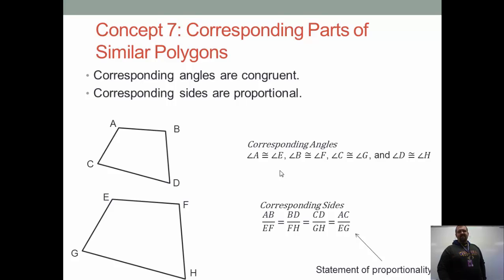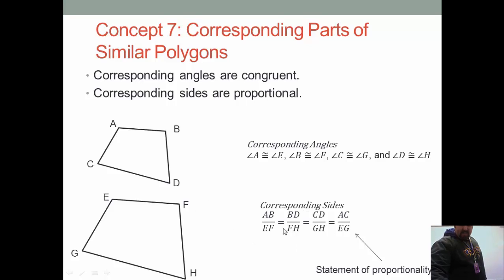Now, length of segment AB and length of segment EF, definitely not the same size. It's wrong to say they're the same size. However, if I take the ratio of length of segment AB to length of segment EF, it's going to be the same as the ratio of BD to FH. As it will be the same ratio of segment length CD to length of segment GH. That's what this part right here is in the bottom right.